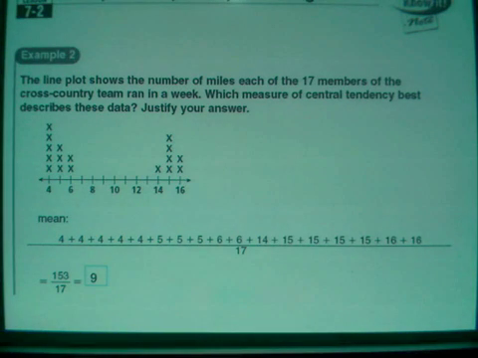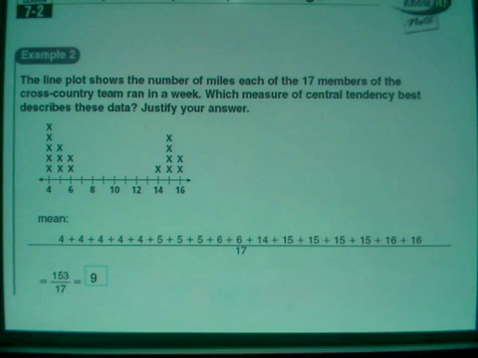Number 2, the line plot shows the number of miles each of the 17 members of the cross-country team ran in a week. Which measure of central tendency best describes these data? Justify the answer. What they're talking about with measures of central tendency is which of those calculations, mean, median, or mode, comes closest to representing most of the numbers. Which one is around most of the numbers?